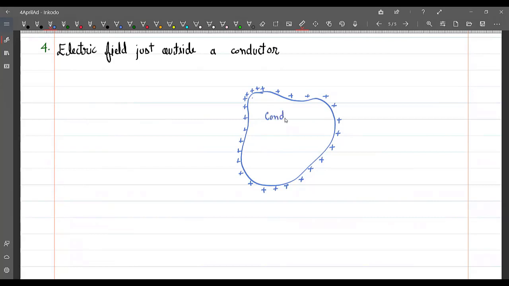So this is a conductor. And suppose you want to find the electric field very near to the surface. So I will draw a Gaussian surface like this. If you zoom this out, it will look something like this.